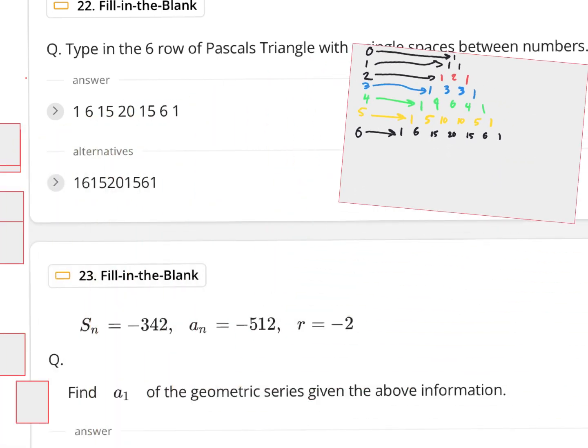But then again, if you type them all in without spaces, just type it all in, it'll also be an alternative answer, which will be correct. But please put spaces between your terms.